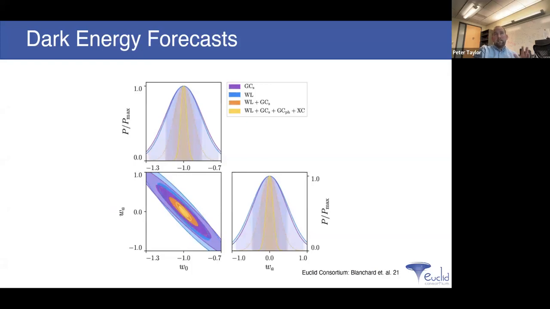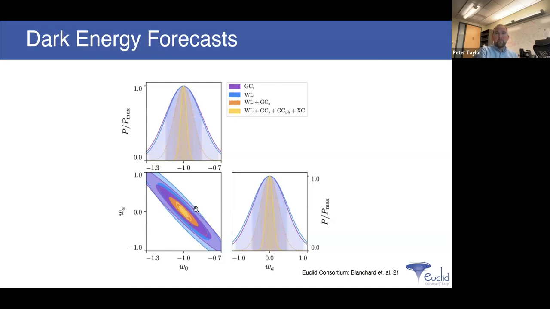Okay, so Euclid is primarily built as a dark energy machine. So these are our forecasts from the Euclid Consortium's forecasting project for W0 and WA. So in purple, I'm showing our constraints from spectroscopic clustering. So these are full shape constraints, so that includes BAO, Alcock-Paczynski, and RSD information.